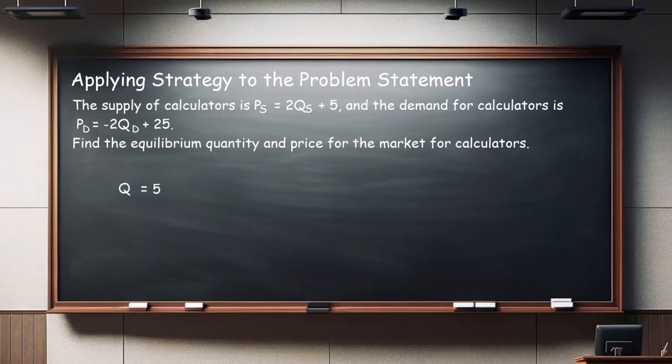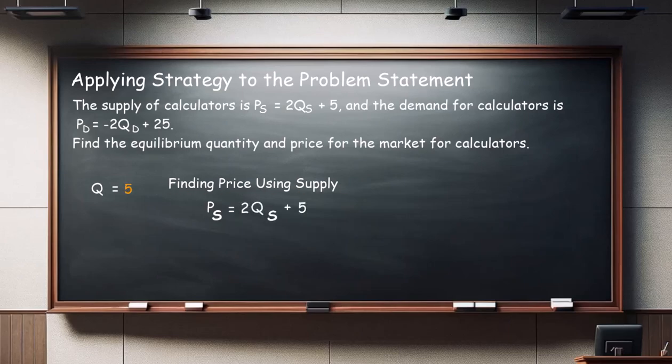Fifth, calculate the remaining variable using either the equation representing supply or the one representing demand. In this video, let's calculate the equilibrium price using both the supply and demand equations. In this example, the remaining unknown variable is price, P. Let us start with the supply equation. P subscript S equals 2 times q plus 5.